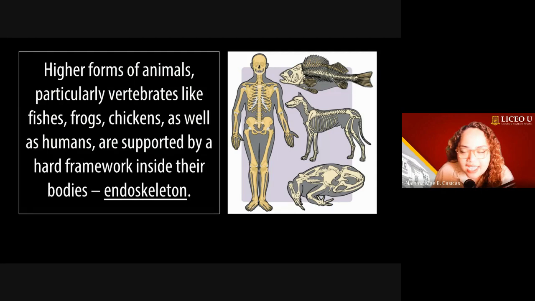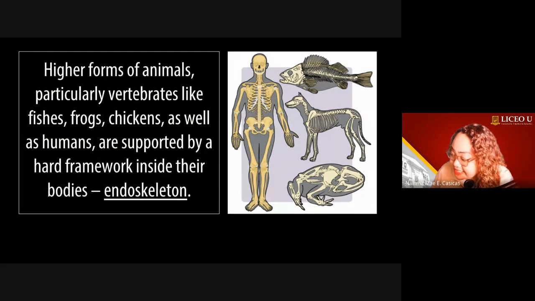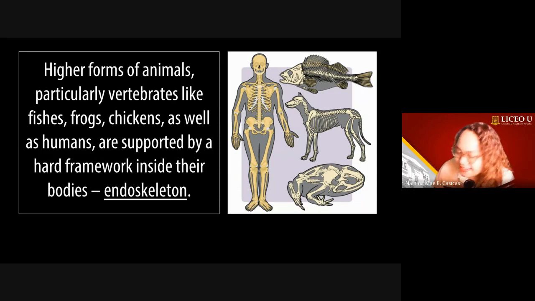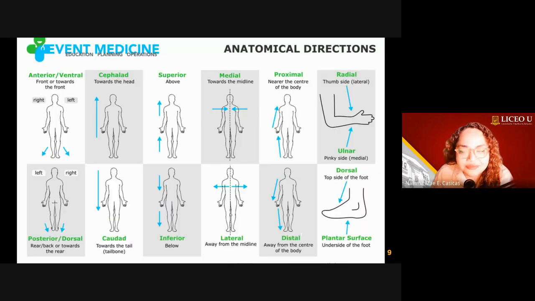And then we have the complex animals, just like your dogs, your cats, your fishes. Like us, we have our endoskeleton. Endoskeleton meaning internal skeleton. So let's learn some anatomical directions.